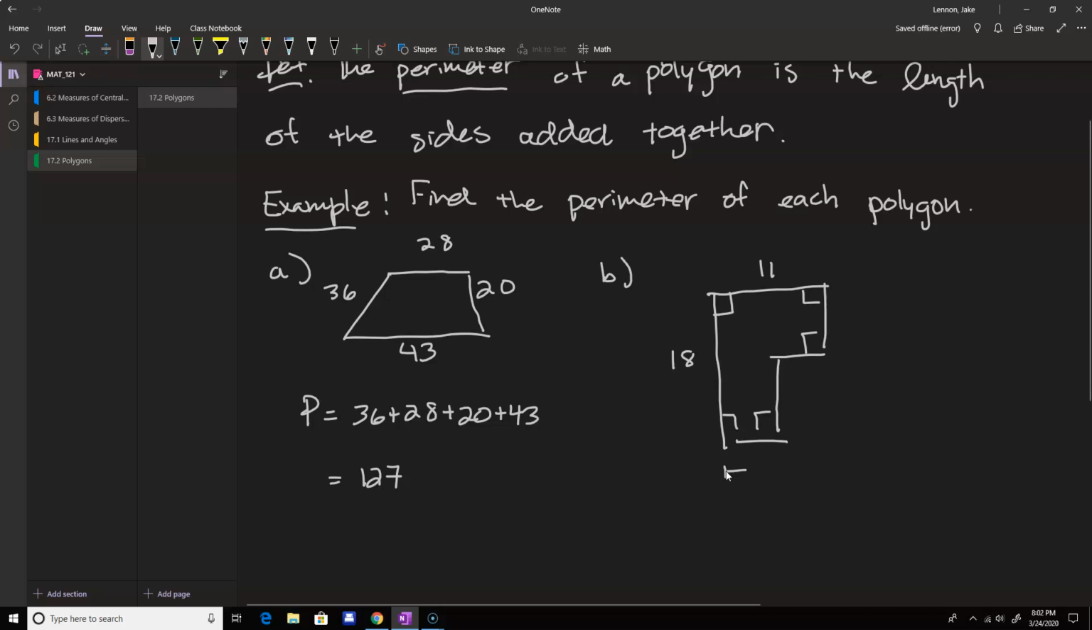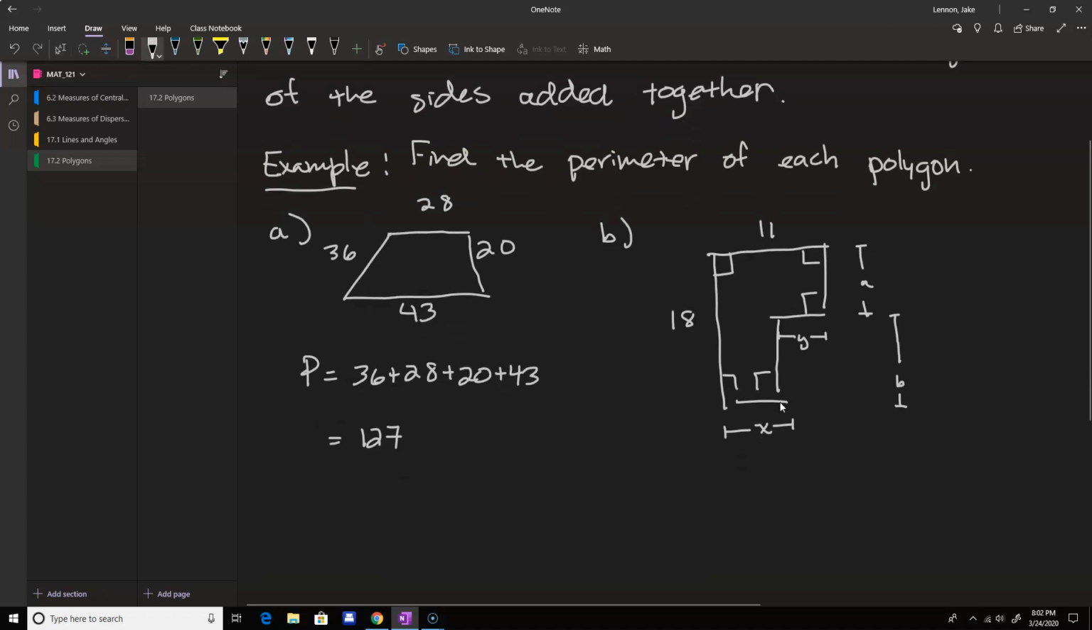We don't know this side right here, maybe we'll call it X, and we also don't know this one right here, maybe we'll call it Y, and then we also don't know this one, which is, I don't know, let's say A, and then maybe we also don't know the width here, which is B. But the thing is, what do we know? Well, we know how much X and Y have to add together.